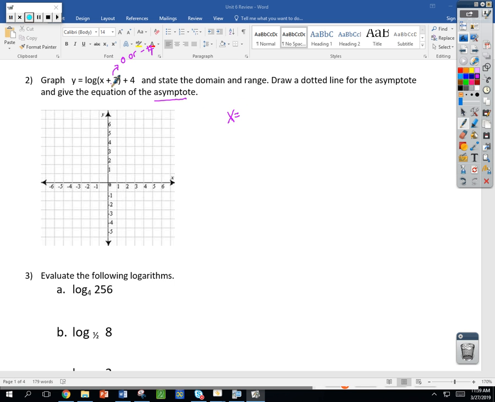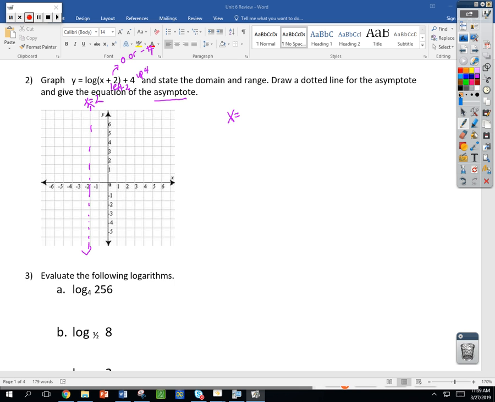And so this function right here has been shifted left 2 and up 4. This doesn't actually affect my domain, only this does. So it's gone left 2, which means my vertical asymptote, instead of being x equals 0, is at x equals -2, which is right here. And I can tell that, again, just by looking at the function. So that's the asymptote, x equals -2.